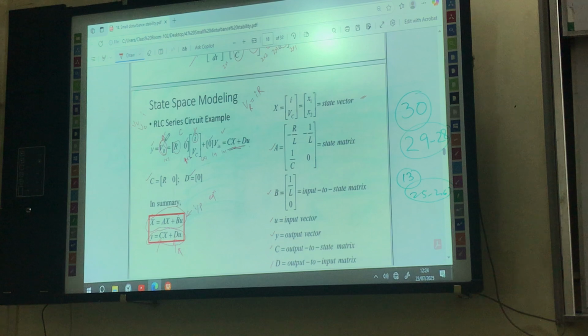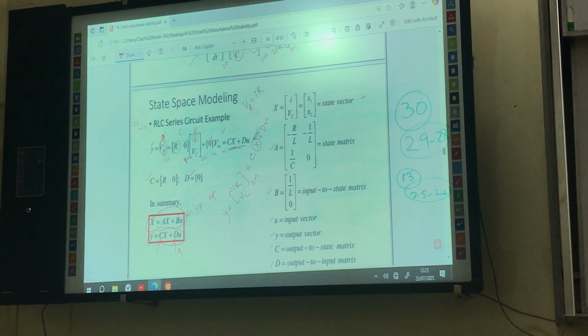Also, you can deal with multiple outputs at the same time. Let's say you are to take your VR and VC as your output. Okay, you can do that. At that time, the size of Y will be 2 by 1. Then accordingly you have to choose the C matrix, right? Plus D.